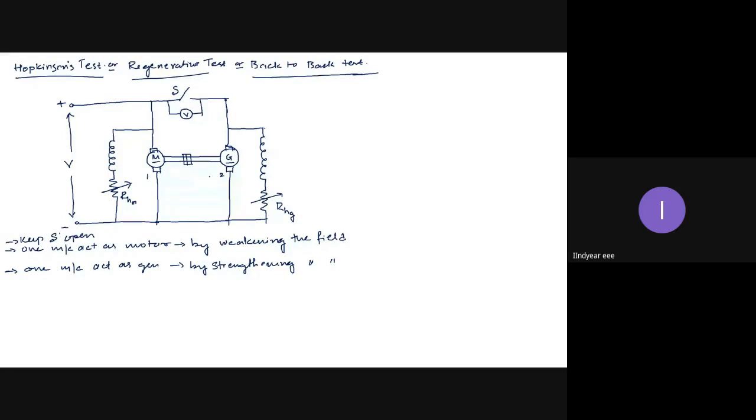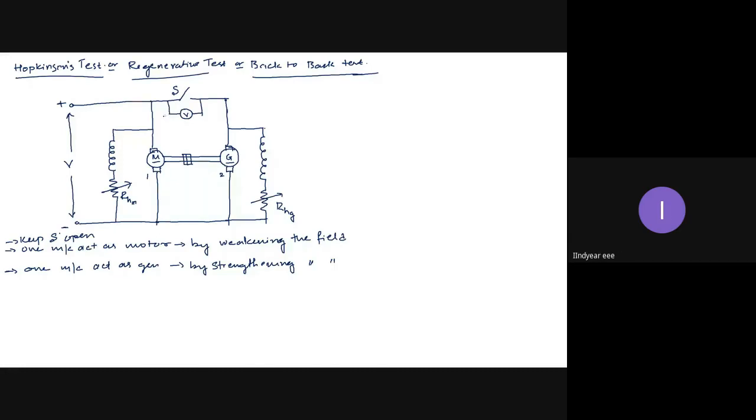Whatever power is generated by the generator is fed to the motor. Now the motor is giving that power back to the generator to generate the same output. So the power of the generator is regenerated in the same system by using the same output. Hence it is called the regenerative test. Clear? Are the things clear?